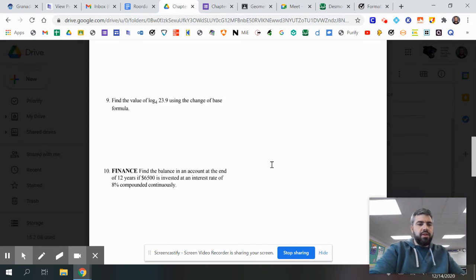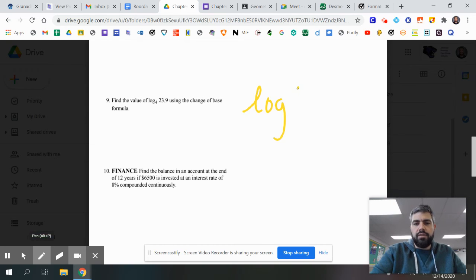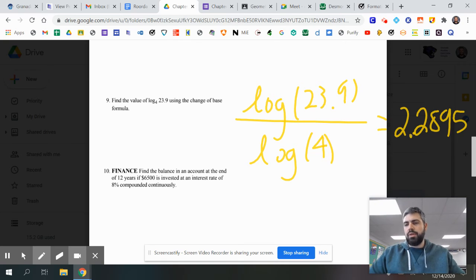Next one, find the value of log base 4 of 23.9 using change of base. Again, change of base says I can use common log of the top, which is 23.9, divided by common log of 4. What it effectively does is get rid of log base 4. So when I do that on my calculator, I get log of 23.9 divided by log of 4, and I would end up getting 2.2895, rounded to 4 decimal places.